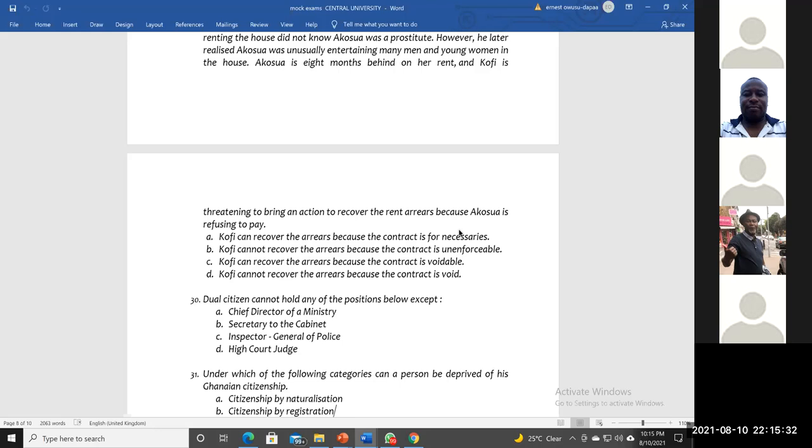that cannot be done. The secretary of the cabinet is mentioned. We've seen that. And then high court judge is mentioned. So if IGP is also in the list, then we don't have an answer to the question, meaning that all those positions cannot be held by a dual citizen. Unless.